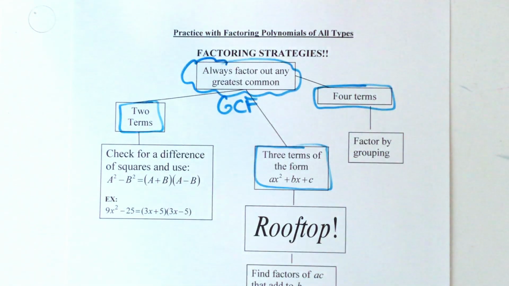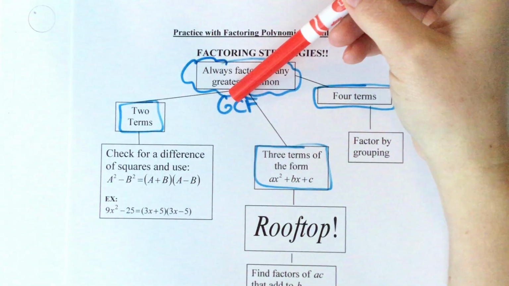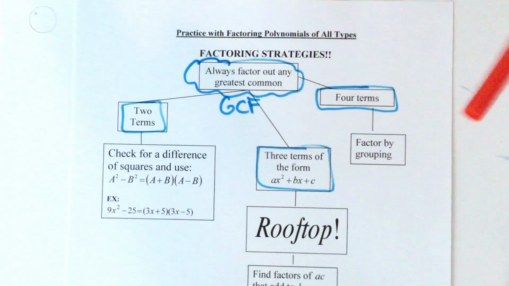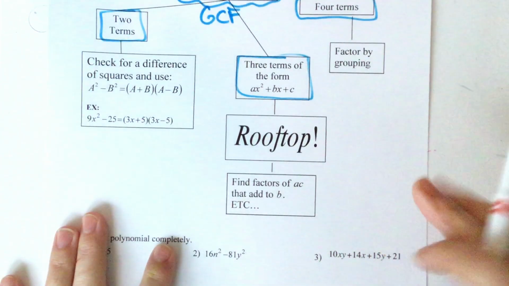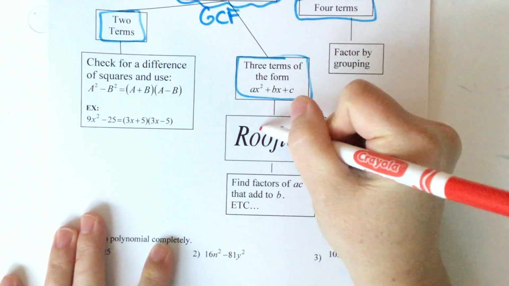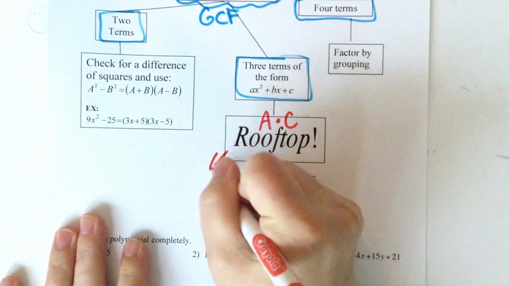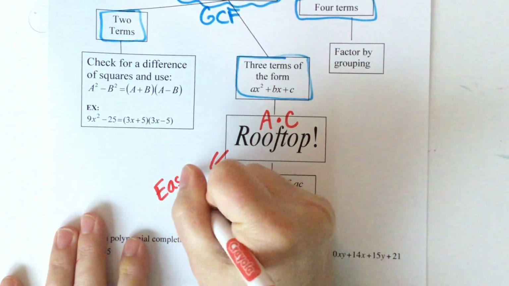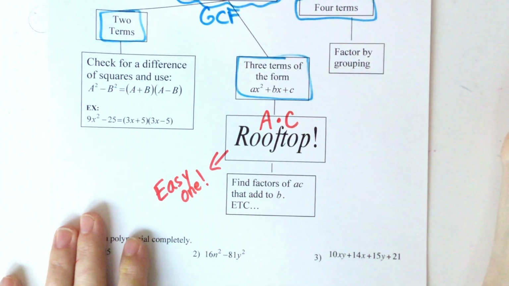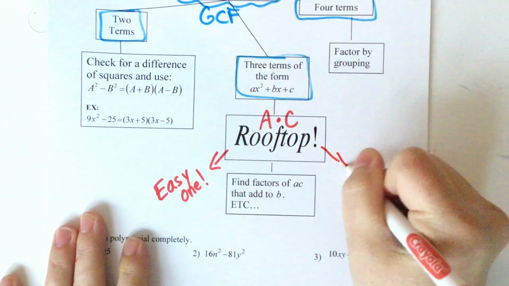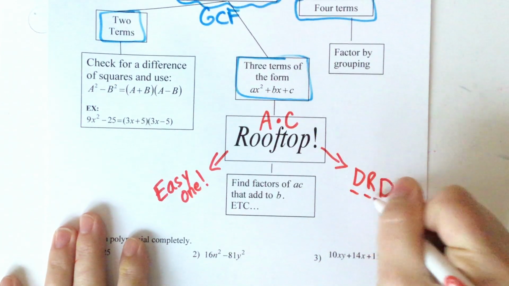And we're also going to see a few more problems that have a GCF and then can move on to 2 terms, 3 terms, or 4 terms. Okay, now one thing I did want to add today to our chart is when we do rooftop, remember I like to call it A times C rooftop. And now I've got the easy one. That's when the A's a 1. And then I have to do the one where we have to drop, replace, drop.